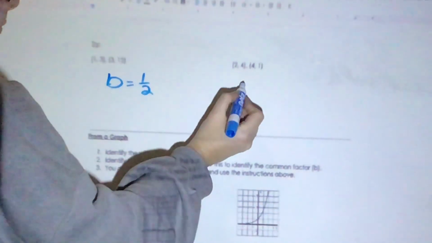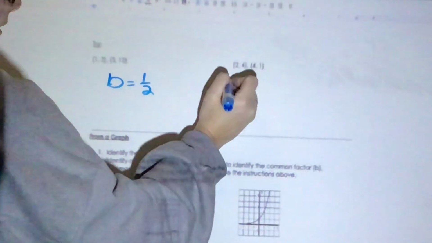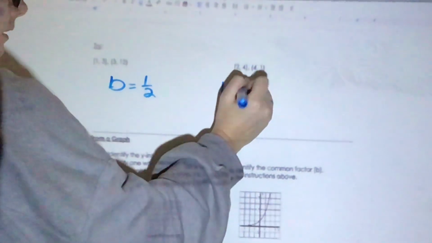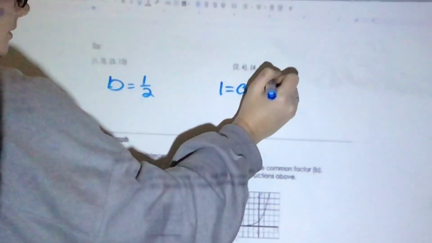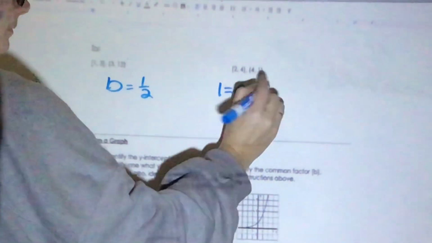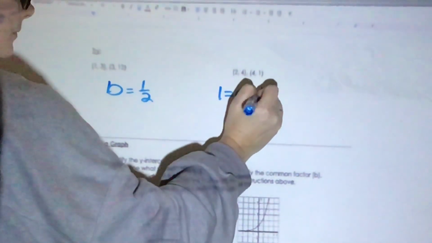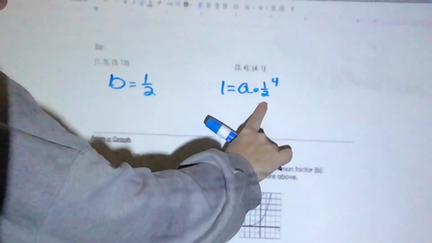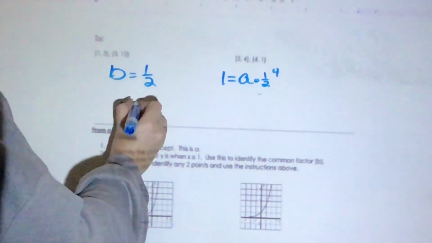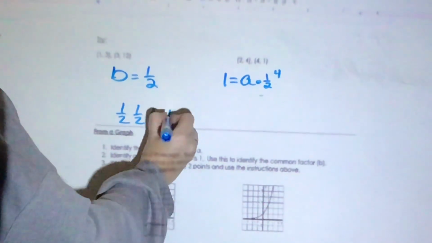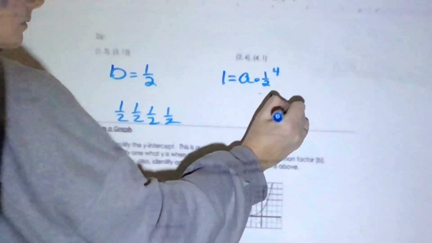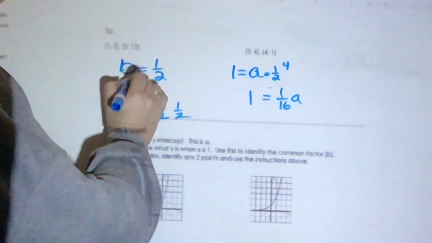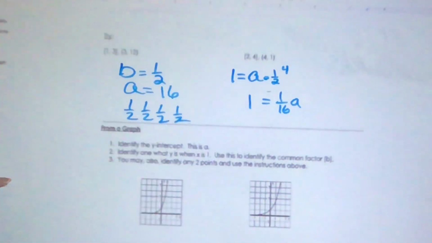So now I'm going to take either point, and I'm going to take my smaller point. And I know that 1 has to equal a times b. My b is 1/2. So a times 1/2 to the 4th power. 1/2 to the 4th power is 1/2 times 1/2 times 1/2 times 1/2, which would be 1/16, times a has to equal 1. So that means a has to equal 16.